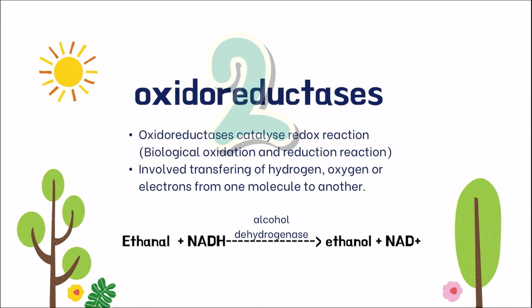Number 2, oxidoreductases. Oxidoreductases catalyze redox reactions. It involves transferring of hydrogen, oxygen or electron from one molecule to another. Example, ethanol plus NAD+ catalyzed by alcohol dehydrogenase will form acetaldehyde plus NADH.